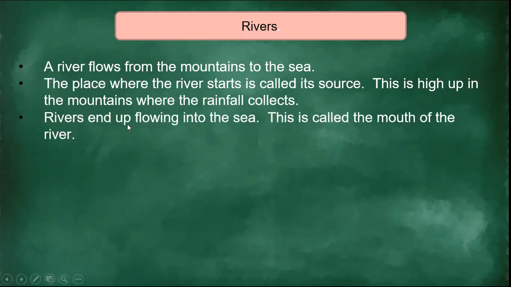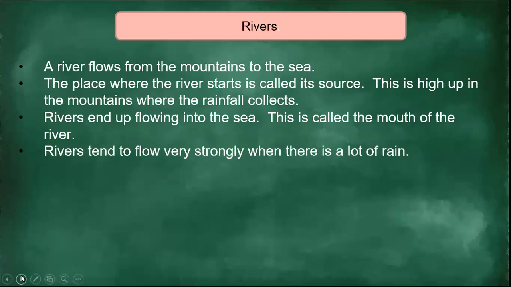Rivers end up flowing into the sea. So when the rivers flow from the mountain, they end up flowing to the sea. They join the sea. This is called the mouth of the river. So where the river and the sea join together, we call it the mouth of the river. Remember that.